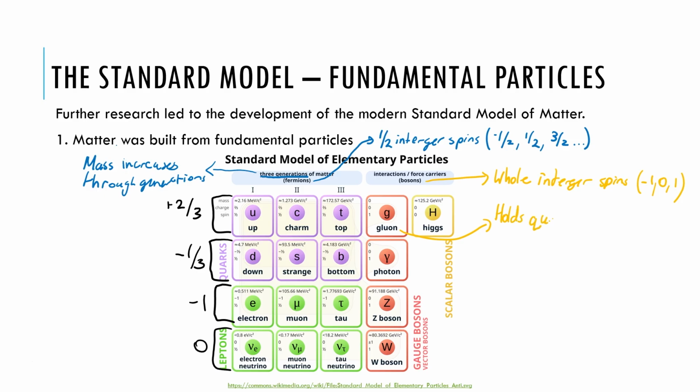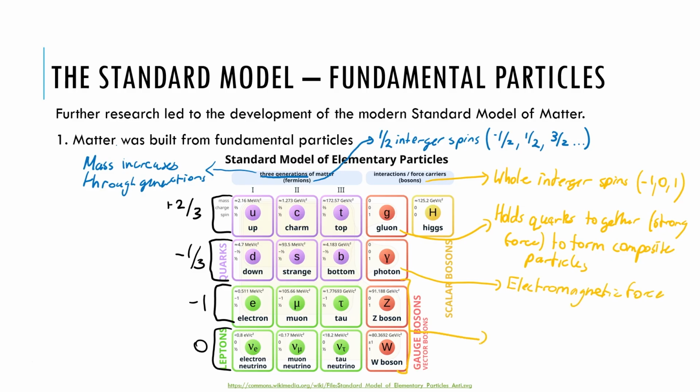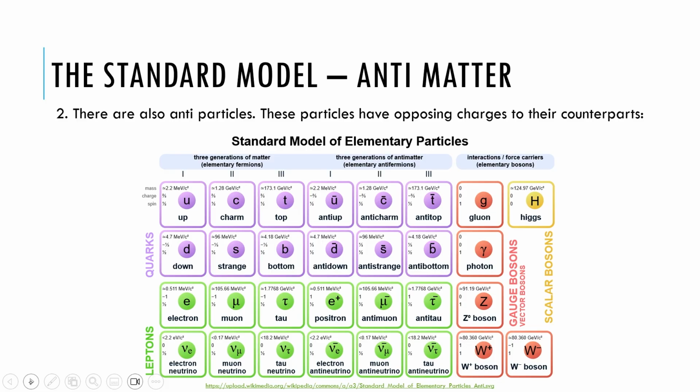The gluon mediates the strong force, which means that it actually holds the quarks together to form composite particles. We then also have the photon, which mediates electromagnetic force. You then also have the Z and W bosons, which mediate what we call the weak nuclear force. But this force isn't really within the scope of our syllabus, so we're not going to be spending much time on it at all.